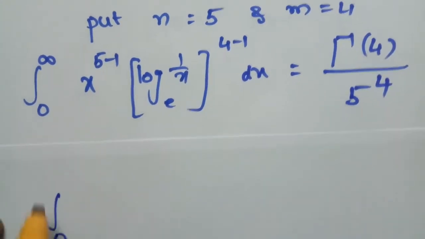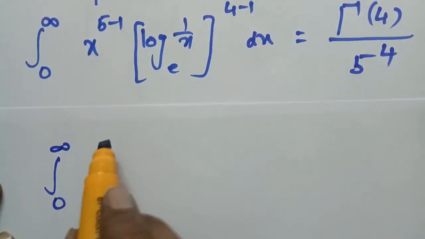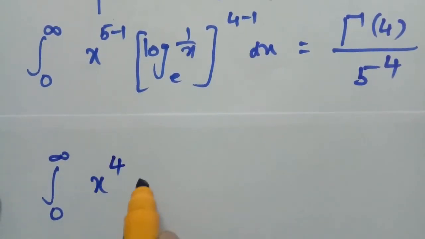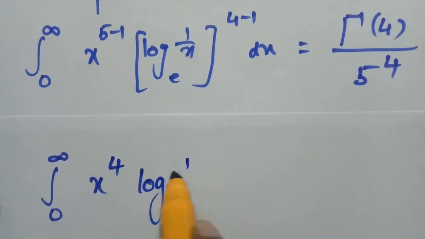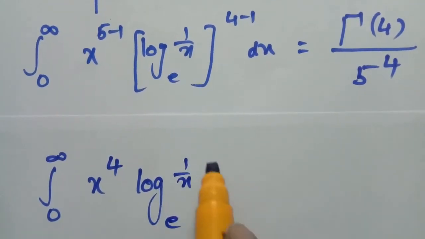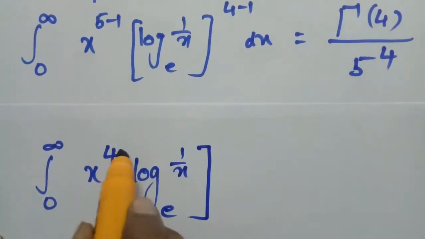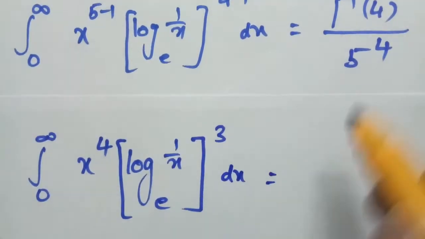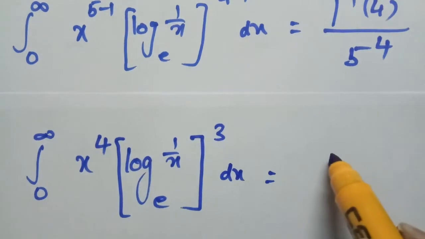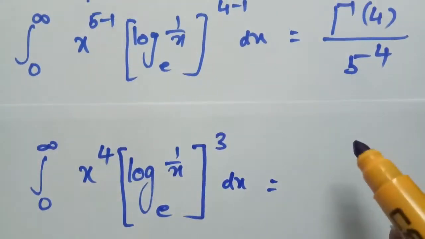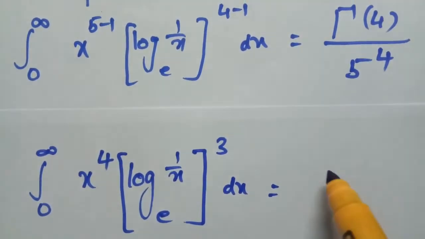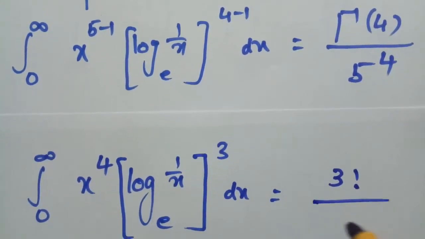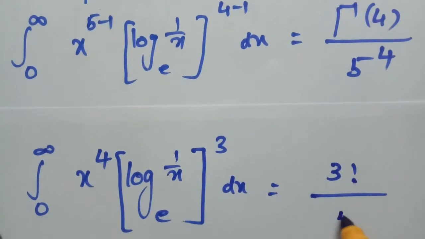Therefore, integral 0 to infinity x to the power of 5 minus 1 into log of 1 by x base e whole to the power of 4 minus 1 dx is equal to gamma 4 by 5 to the power of 4. Gamma of a positive integer is equal to 3 factorial by 5 to the power of 4.